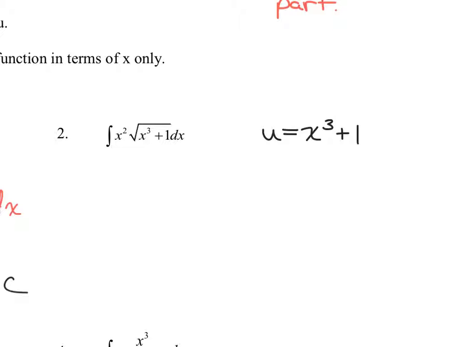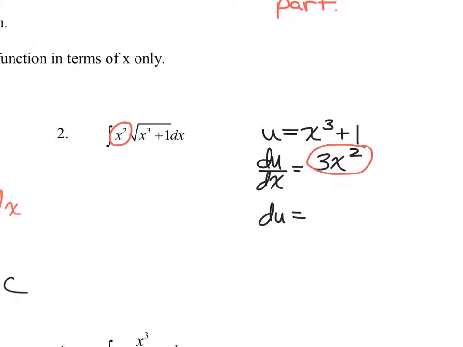So I'm going to take the derivative, du dx is equal to 3x squared. And that expression is just a constant multiple away from being the other part of my integral, right? Which is what I'm looking for, right? So I want to get this in differential form. So write it as du equals 3x squared dx. Now that's going to happen every time. You take the derivative and then multiply both sides by dx.